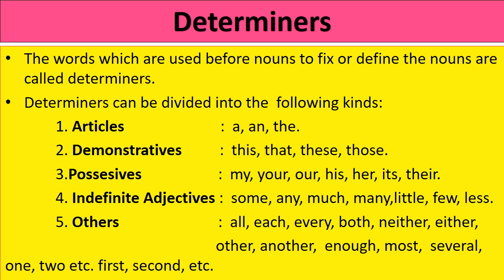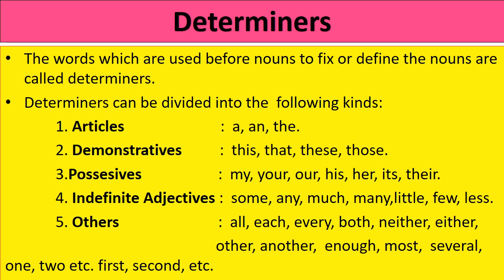Number 2, demonstratives: this, that, these, those. Number 3, possessives, like my, your, our, his, her, its, their. Number 4, indefinite adjectives like some, any, much, many, little, few, less. These tell us about quantity but not the exact quantity. And some other determiners are like all, each, every, both, neither, either, other, another, enough, most, several, one, two, first, second, etc.